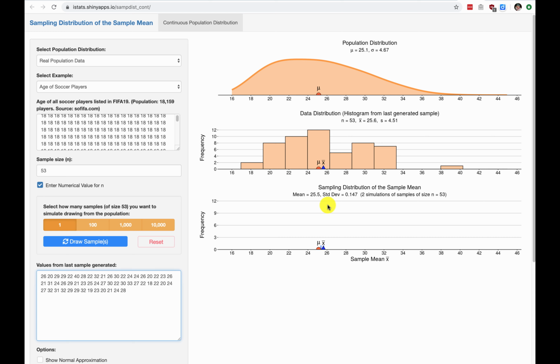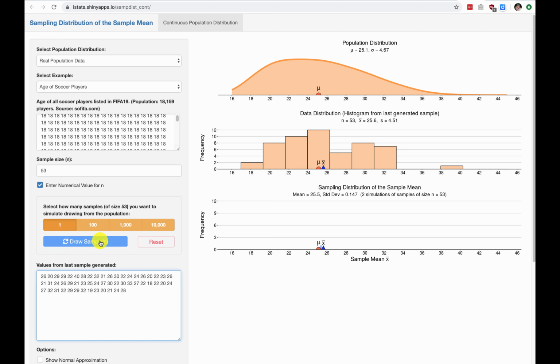And then we go to the third graph and that second sample mean. So this time the average is 25.6. I can read it from the middle graph, and it's being graphed here on the third graph down below. I can also tell that the subtitle is 2 simulations of samples of size 53. So there's 2 little blue triangles here on this third graph.